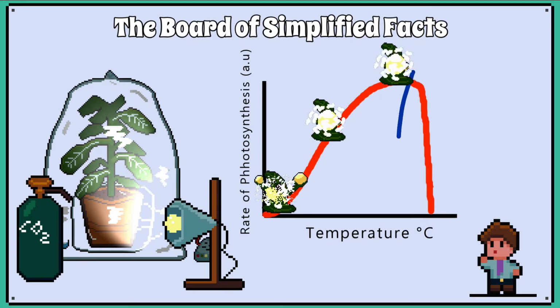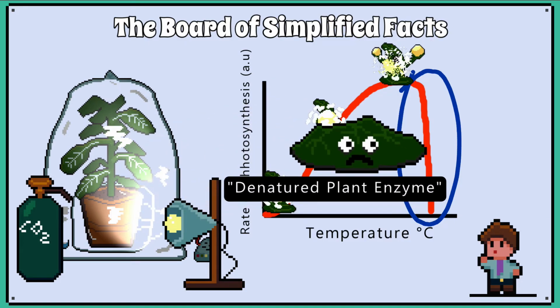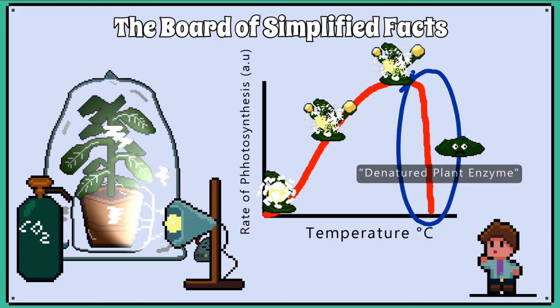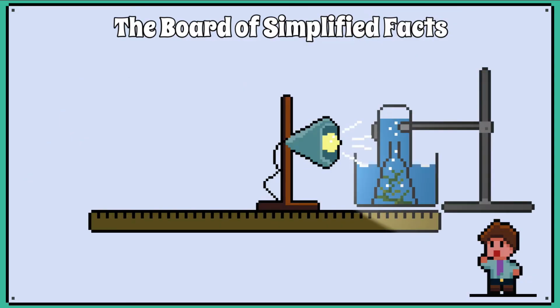Notice that if we increase the temperature beyond the optimum temperature, we get a sudden drop in the rate, and this relates to the enzymes involved in photosynthesis denaturing. Therefore, we can say any temperature that isn't the optimum temperature is limiting the rate of photosynthesis. The specified practical that you have done in the lab, hopefully, looks at light intensity and the rate of photosynthesis in pondweed.